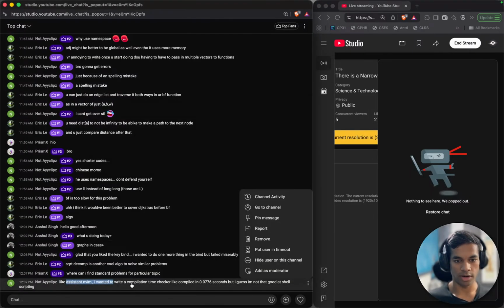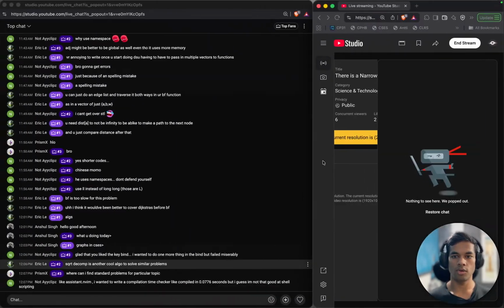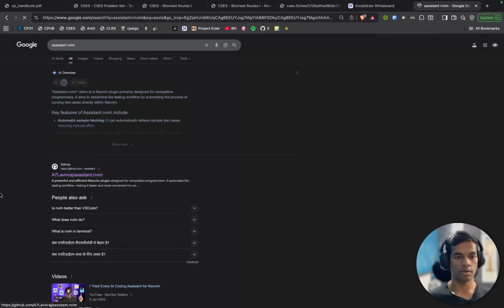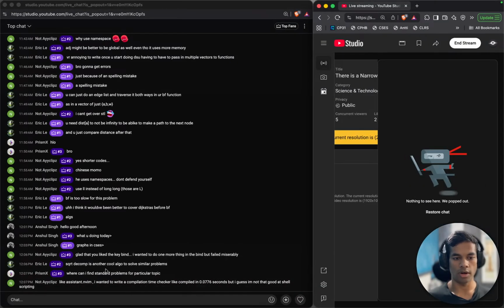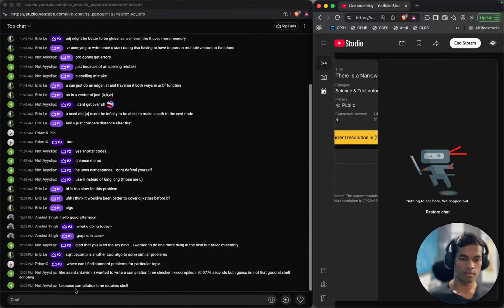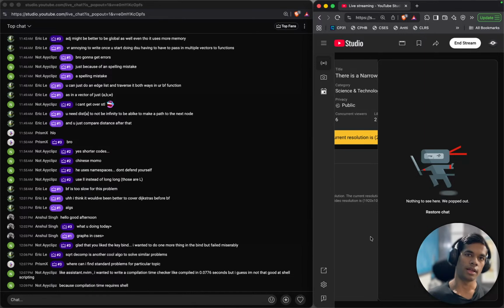And like in Neovim, I wanted to write a compilation time checker, but I guess I'm not that good at shell scripting. Why would you need shell scripting? Can you not do that using Lua? I think Neovim also does this in Lua. I do not know, but you can see. So you were thinking about calling a function in shell that would calculate the time. Wait, maybe you can. When you call the compilation function, then run the binary, and then the execution ends, that is known by the shell. So you want to know shell scripting.